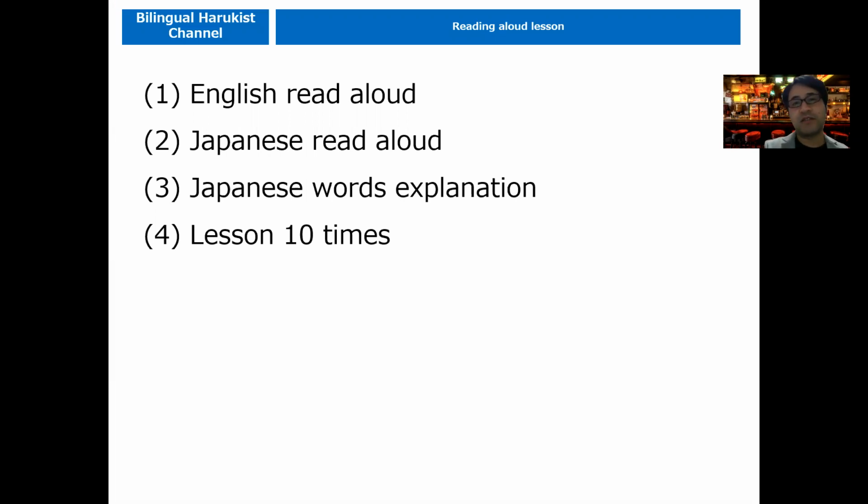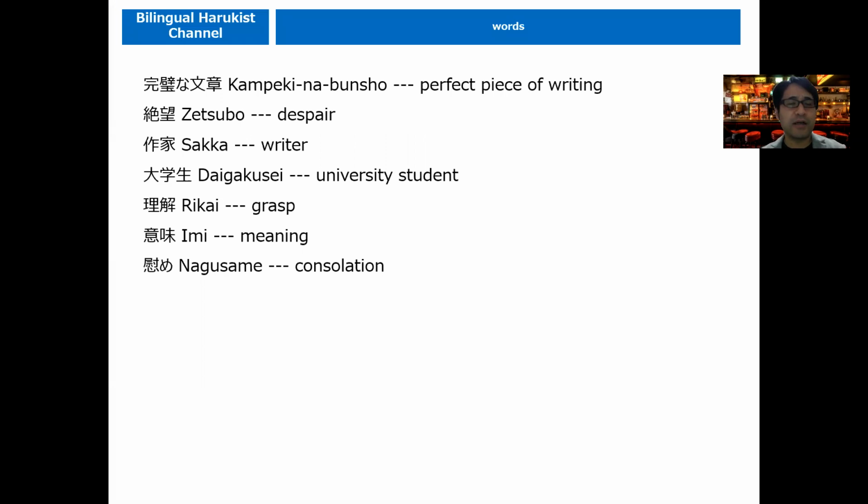So let's take a look at the Japanese words used in this text. In English, "perfect piece of writing" is 完璧な文章 in Japanese. 完璧な means perfect, and 文章 means writing. The English word "despair" is 絶望 in Japanese. It's slightly difficult to put into English, but 絶望.